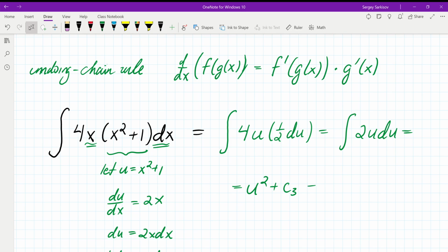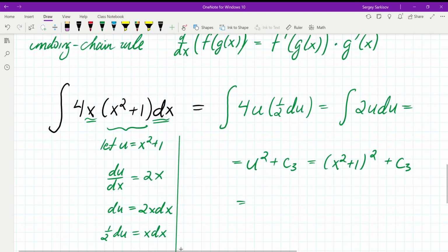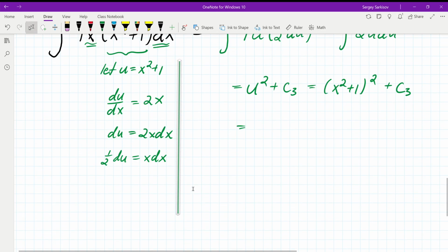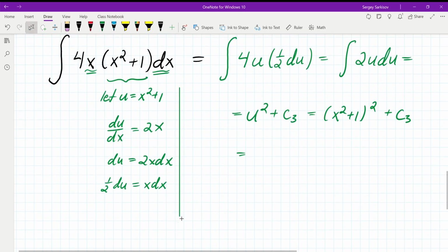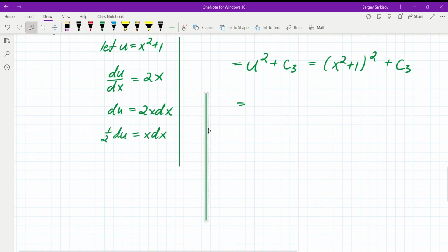And then let's substitute back. This is u substitution. Substitute back for u the x squared plus 1, and we're squaring it, plus a constant c3, equals. Let me put a little bar here so we're not confused. That's something on the side that was there. Let's make sure we understand this is not part of the solution here. And let's do this again. I like the little separators.